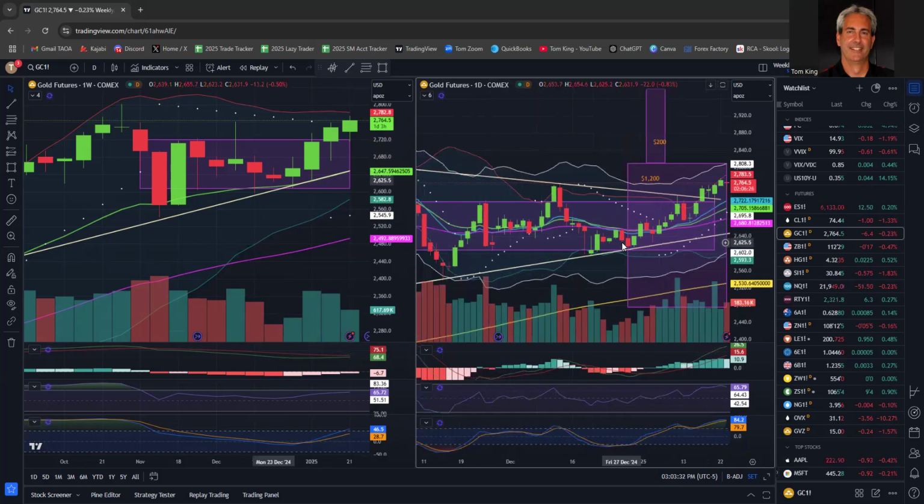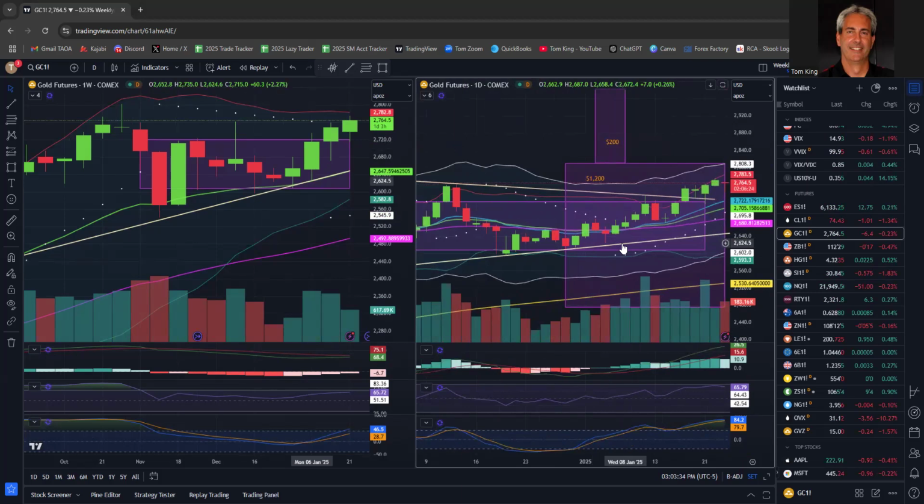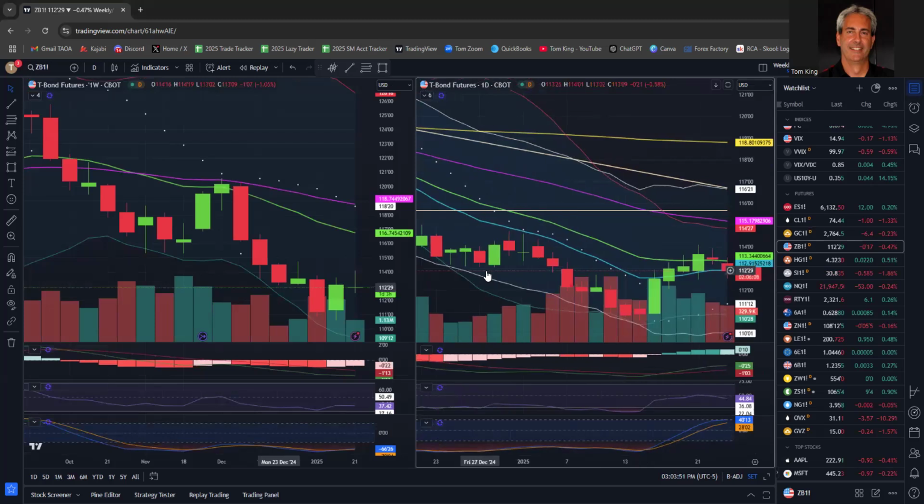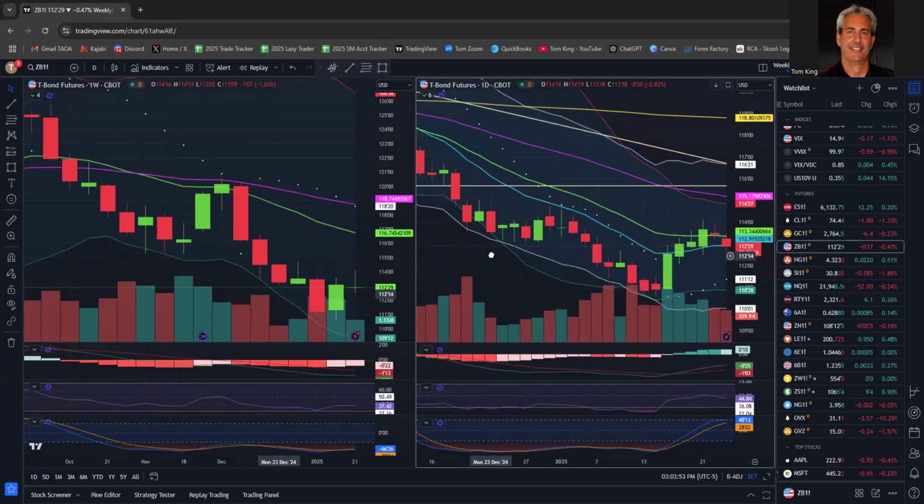I'm not putting on a strangle because it doesn't meet my criteria. I don't want to see an RSI that's strongly moving one way or the other. So I want it between 40 and 60. All right, so that solves that one. Let's go back to bonds really quick. I know we're at the hour, so I want to wrap up with you guys.